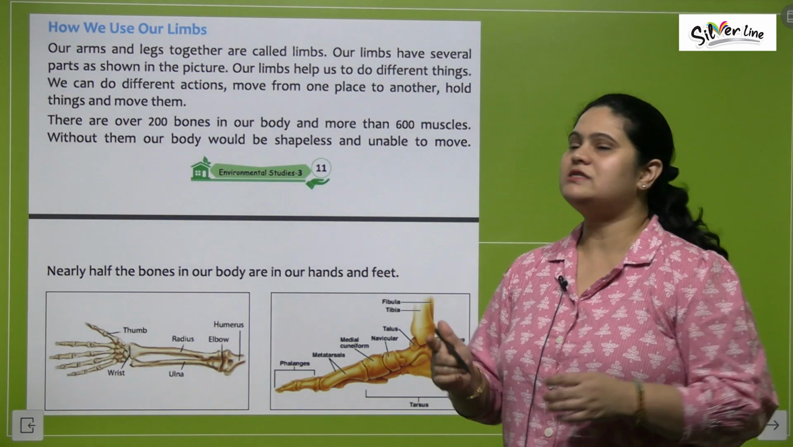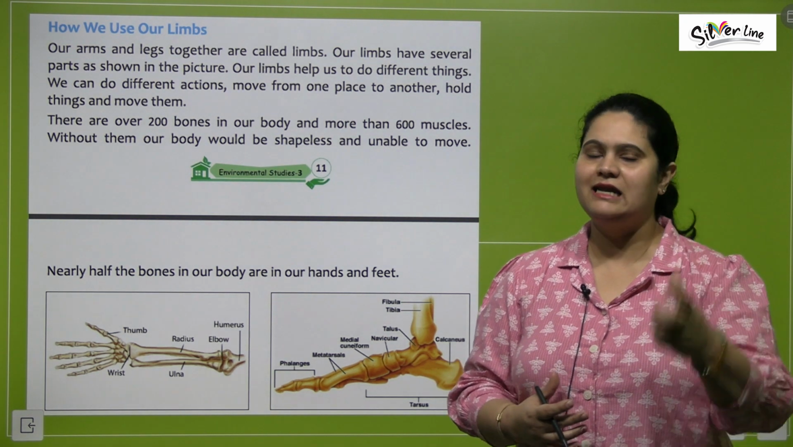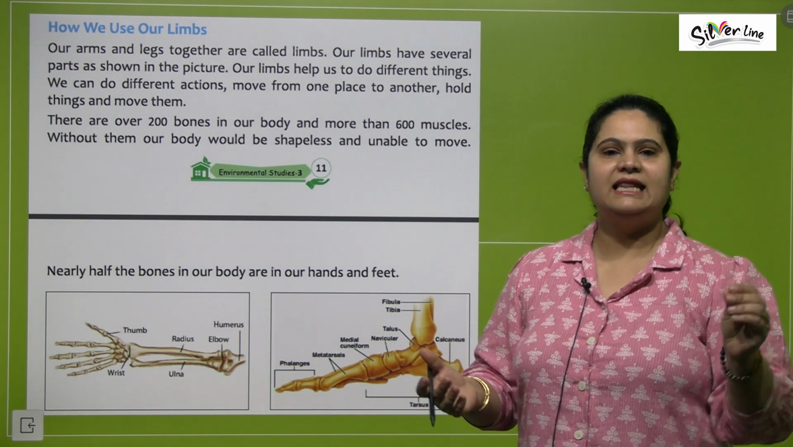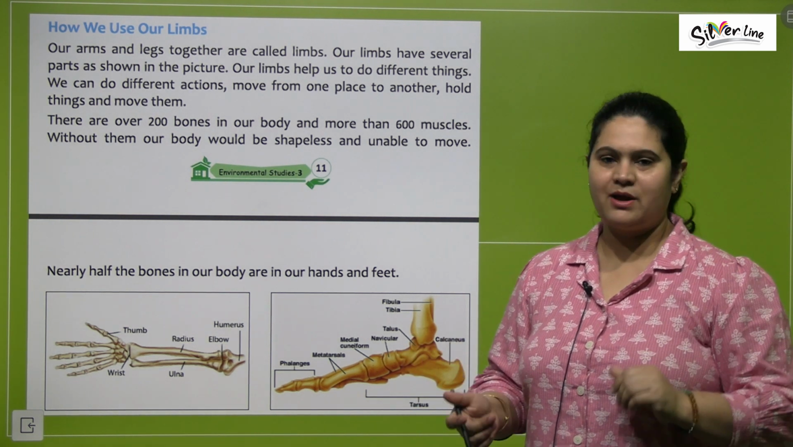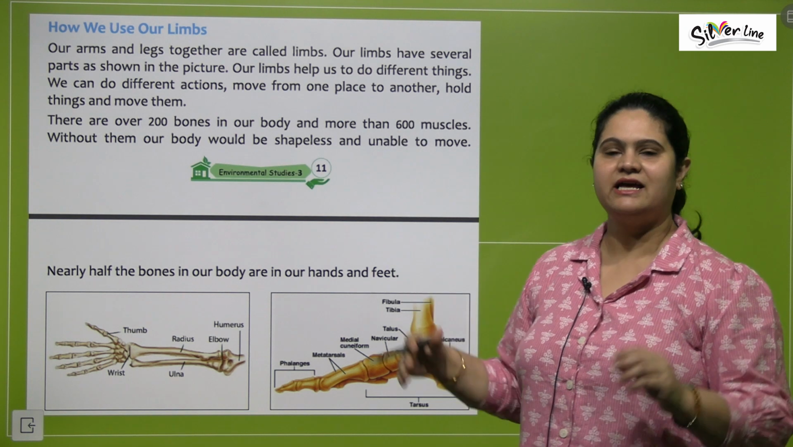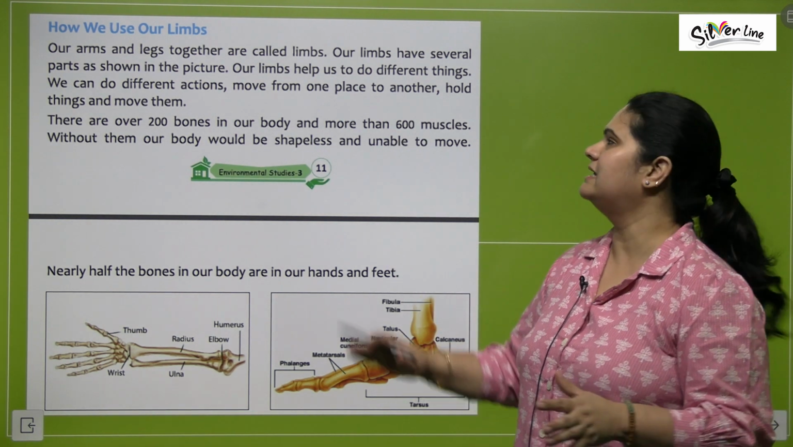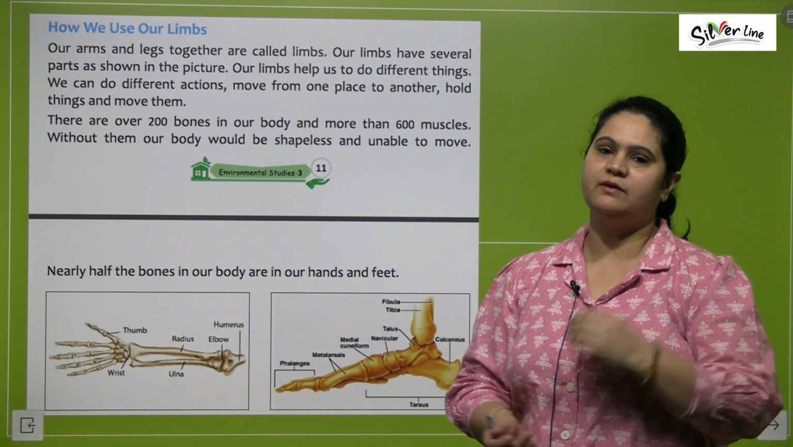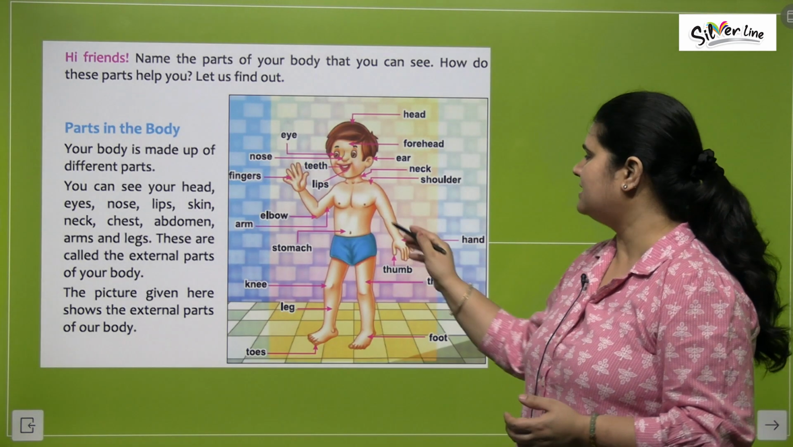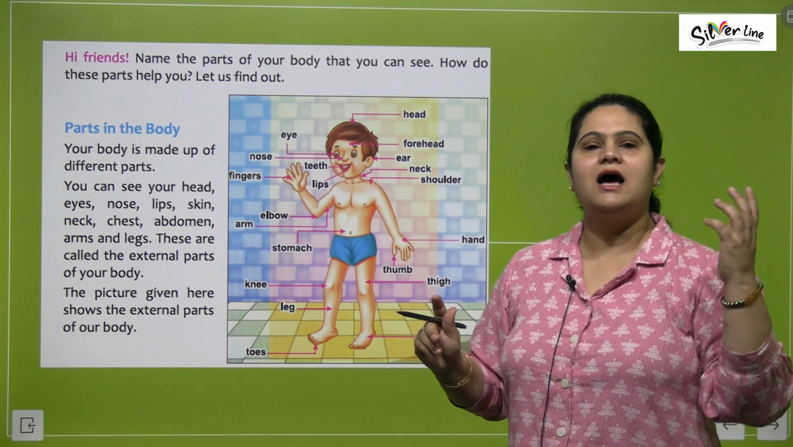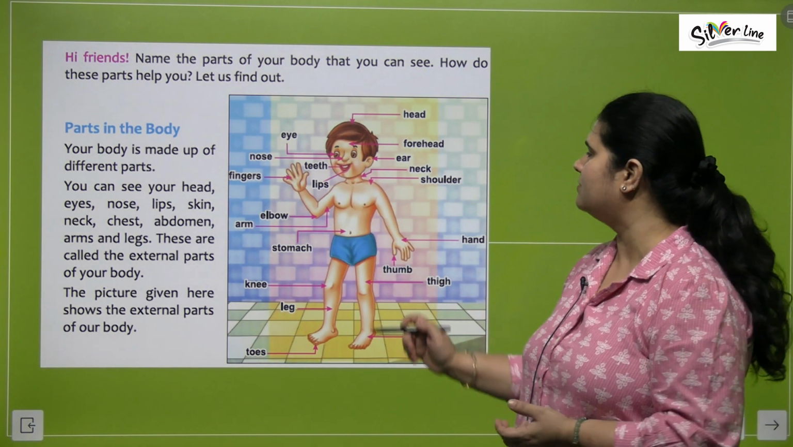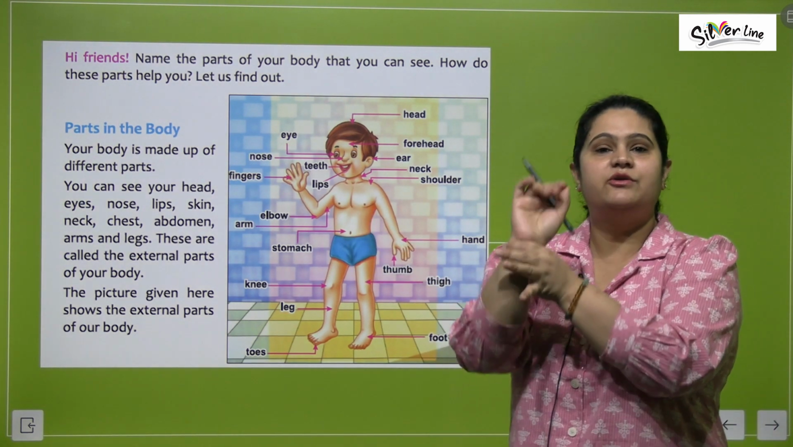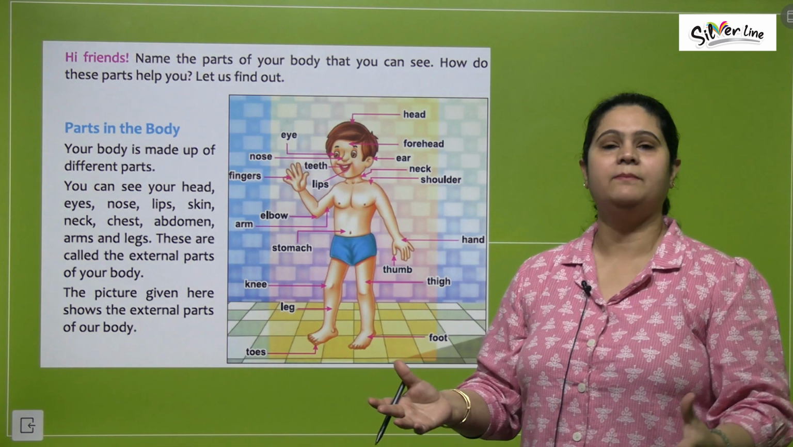Now how we use our limbs. What are limbs, children? जो हमारी arms होती हैं और legs होती हैं, they are known as limbs, right? So our arms and legs together are known as limbs. Our limbs have several parts as shown in the picture. So when we talk about arms, so क्या-क्या part है हमारे arms के? We have elbow, hand, fingers, wrist, right? These are parts of the arm.